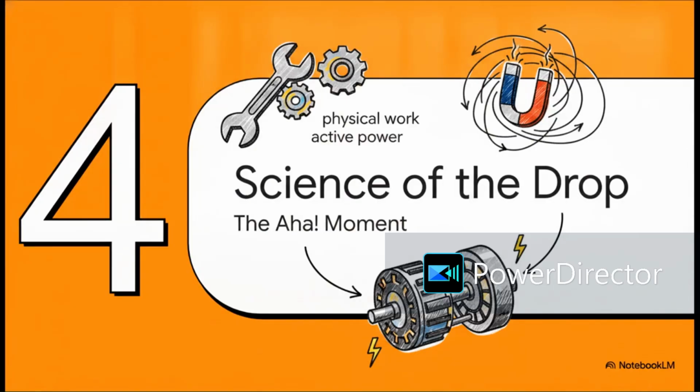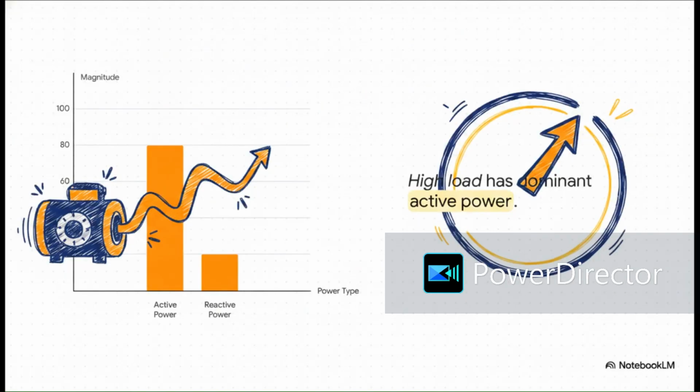All right, Section 4, the science behind the drop. This is where we combine those definitions for the real aha moment. Let's look at optimal conditions first. At a 75 to 80% load, the motor is doing a ton of physical work. Because of this, the active power it's drawing is huge. It still draws reactive power to maintain the magnetic field, of course, but the active power completely dominates the mix. And since power factor is essentially just a ratio looking at how much of your total power is actually doing real work, having that high active power component gives you a beautifully optimized high power factor.